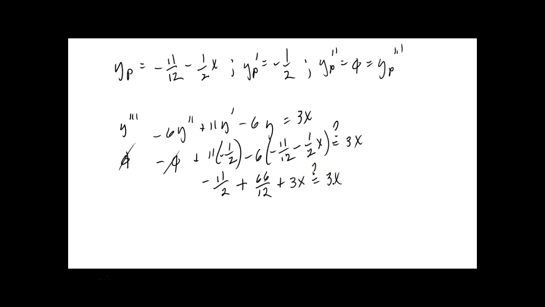Now what we have to do, does 66/12 reduce to 11 halves? Sure enough, 6 will go into 66 11 times. 6 will go into 12 twice. Sure enough, minus 11 halves plus 11 halves add to 0, 3x equals 3x. Yes, that is a solution.